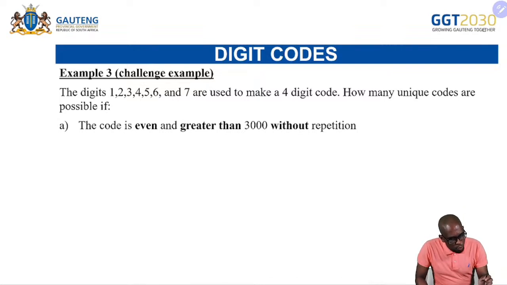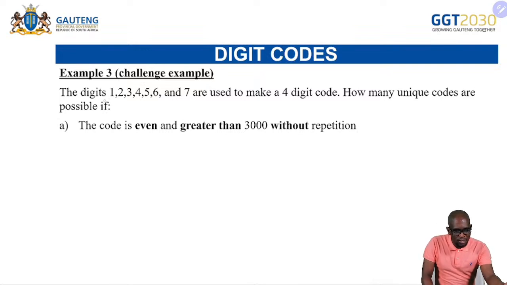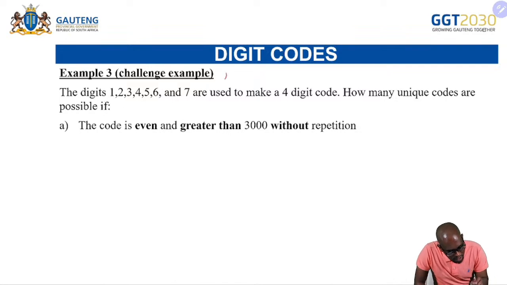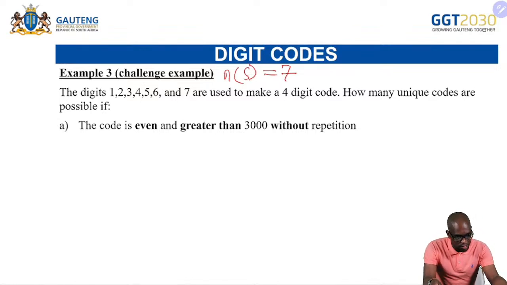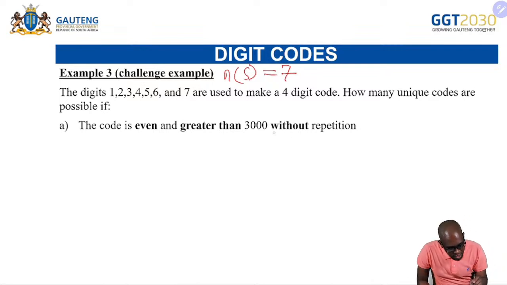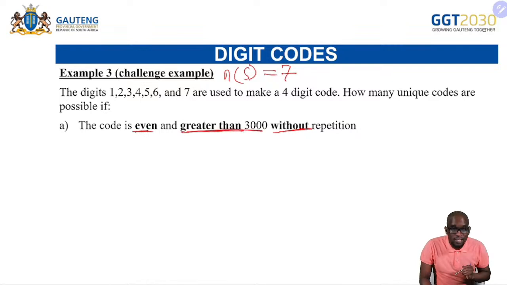Now, we are given the digits 1, 2, 3, 4, 5, 6, and 7, and they are used to make a 4-digit code. Now, the number of elements that are in this sample size are 7 elements. 0 is not included there. And then they say how many unique codes are possible if the code is even and greater than 3,000 without repetition.